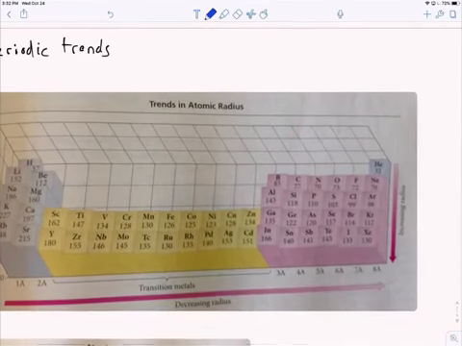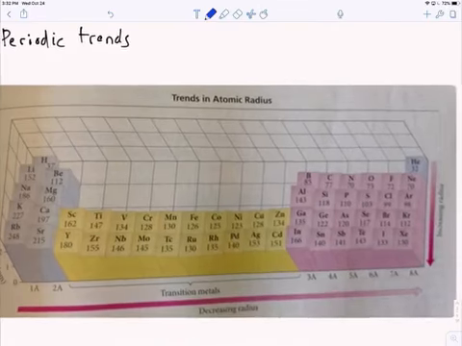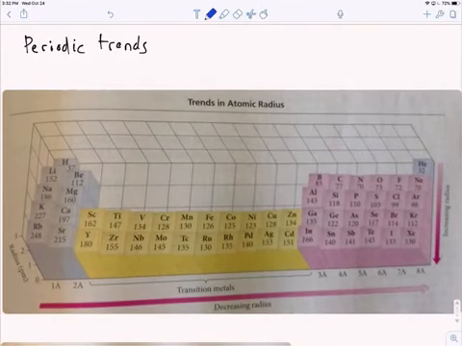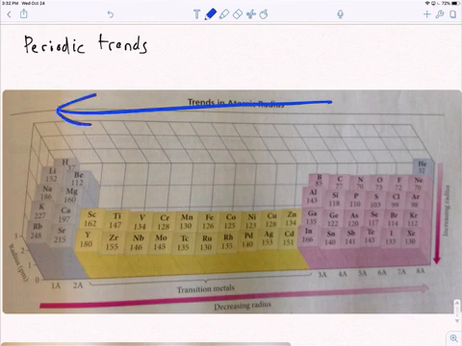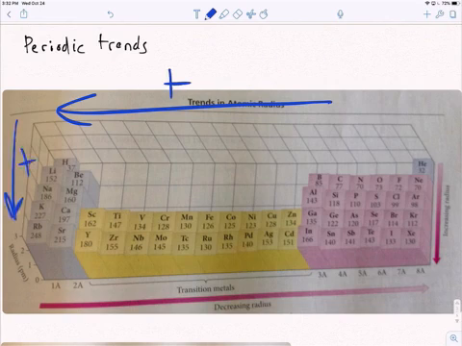So now we're going to talk about the various periodic trends. The first one is atomic radius. But I should back up. Anybody have any questions so far? Following? Okay. Atomic radius, and the trend is the further left you are, the bigger you are, and the further down you are, the bigger you are.